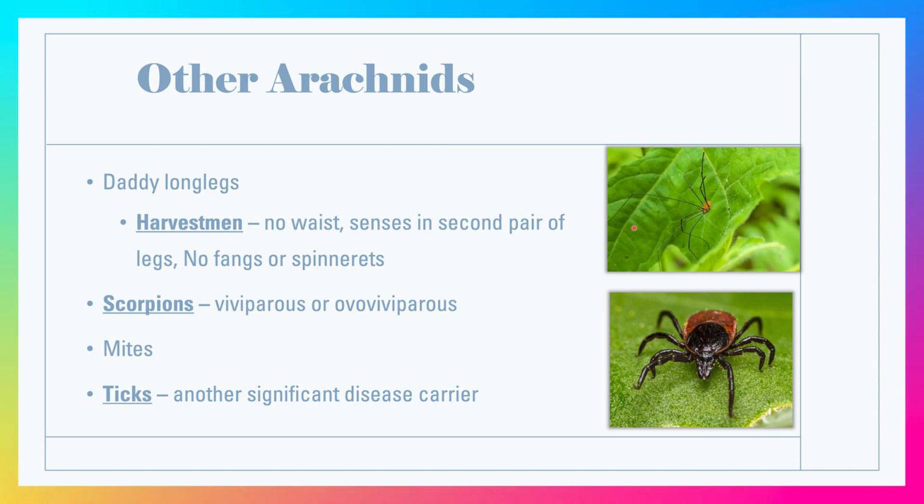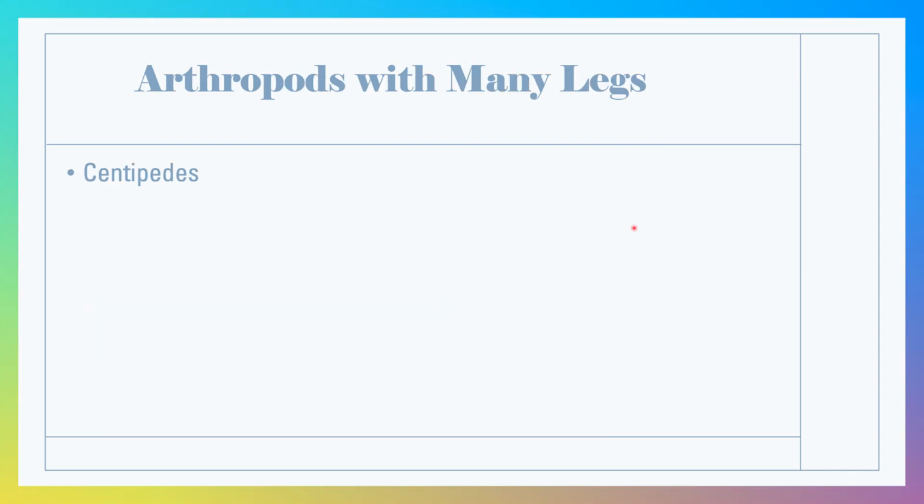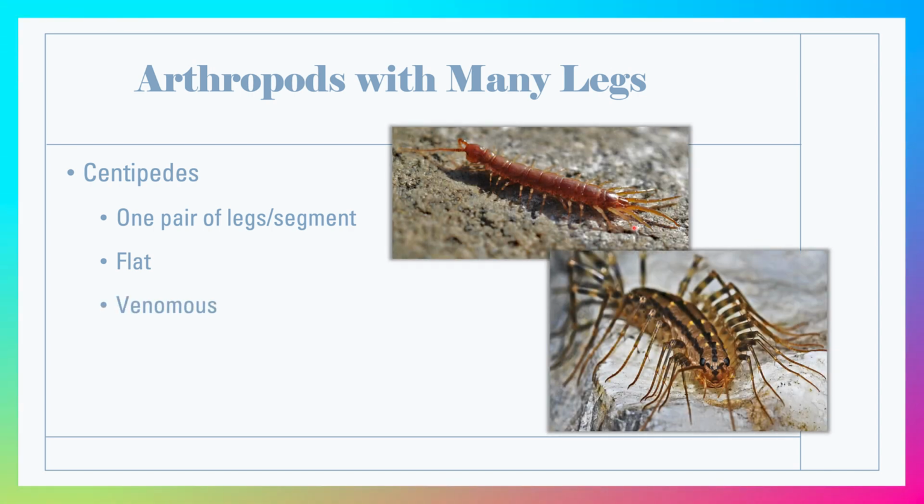And this is an example of a tick. The importance of a tick is the fact that it carries many significant diseases, including Rocky Mountain spotted fever and Lyme disease. There are arthropods with multiple legs, including centipedes, which have 1 leg pair per segment. They are flat and also venomous, so they can cause significant stings.